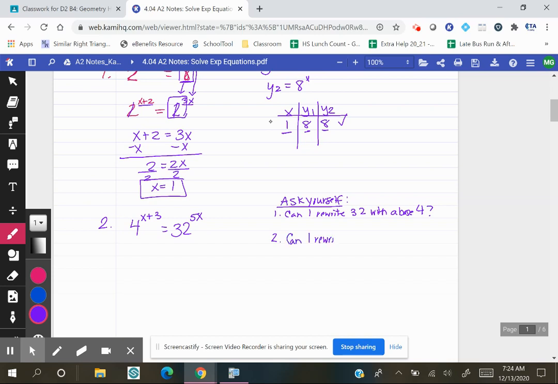So now I want to ask myself, can I rewrite 4 with a different base? I'm looking at the left-hand side and say, okay, well, I can't write 32 with a base of 4, but maybe I can change both bases now. And the answer to that is yes, I could rewrite 4 is equal to 2 to the second. All right, so if I can do that, can I rewrite 32 with that same base? So in this case, a 2.